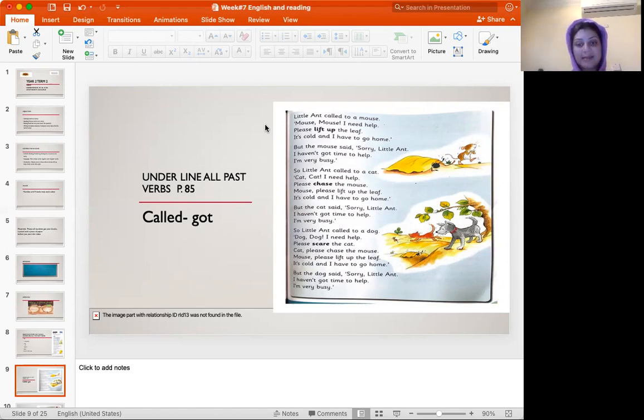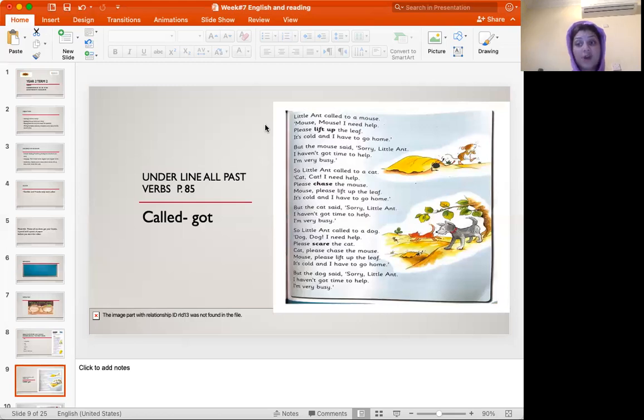So little ant called the dog. "Dog, dog, I need help, please. Scare the cat. Cat, please, chase the mouse. Mouse, please, lift up the leaf. It's cold and I have to go home." But the dog said, "Sorry, little ant, I have to go. I haven't got time to help. I'm very busy."